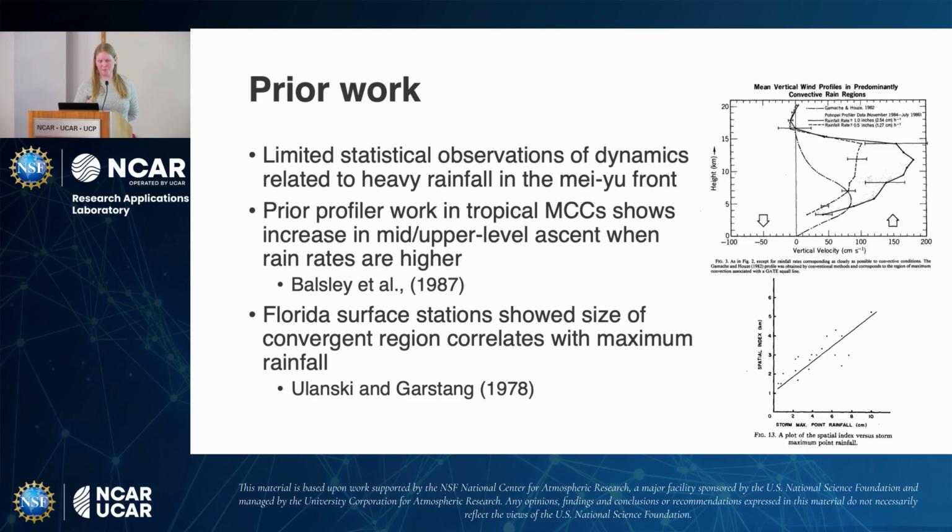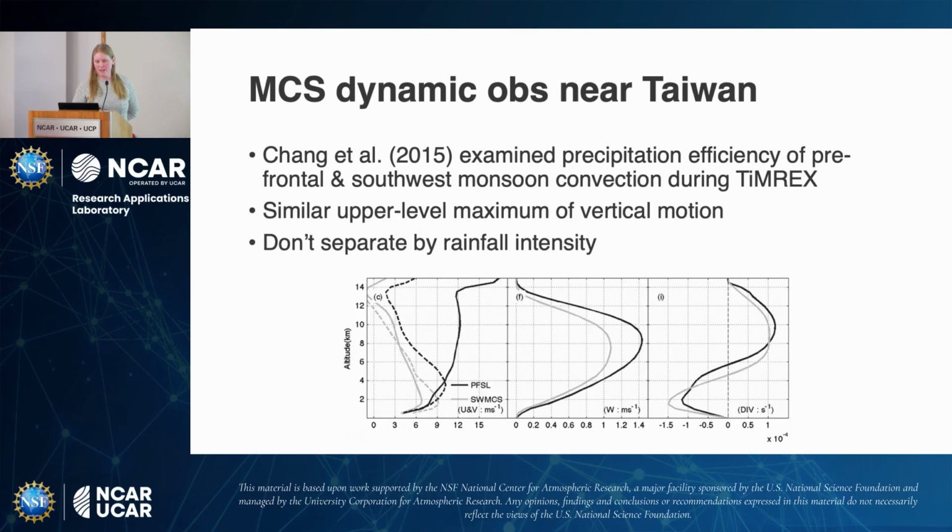Also, in terms of quantifying dynamics, there was some work back in the 70s showing that Florida surface stations showed the size of the convergent region correlates with maximum rainfall. But in terms of larger statistics, there haven't been as much. There was some nice work by Chang et al. in 2015 that examined the precipitation efficiency of pre-frontal and southwest monsoon convection during TiMREX. They found a similar upper level maximum of vertical motion, but they didn't really separate by rainfall intensity. They were looking more at the overall structure.